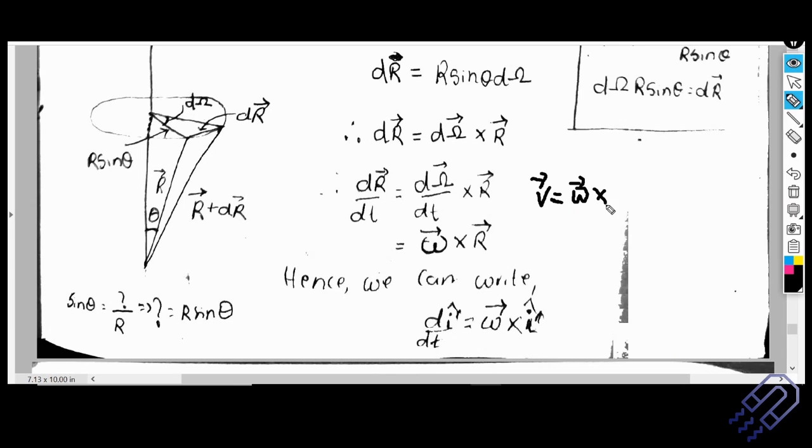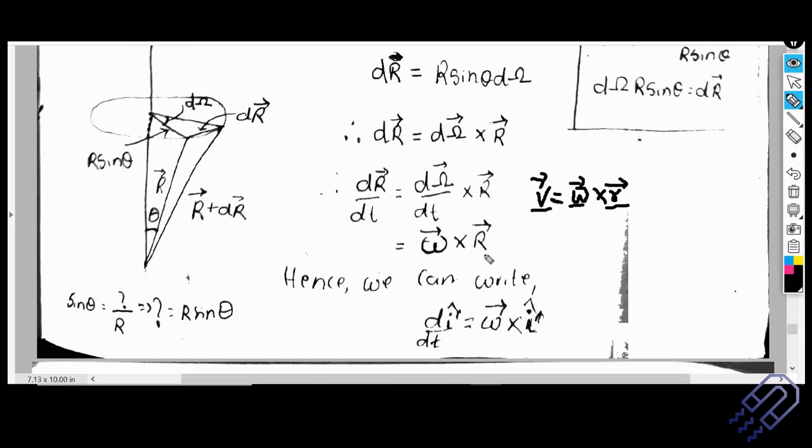So this should not be new for you, but I do understand that some of us either forgot or this has never been done in school. So I've just revised this. That's why we say that the linear velocity is the angular velocity cross product of the distance. So v is omega cross r. This is the same relation.